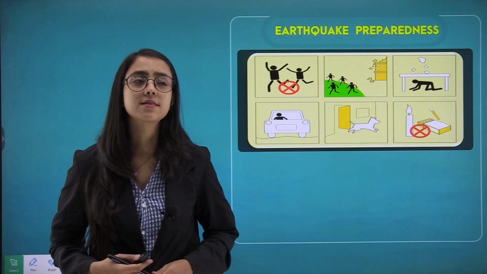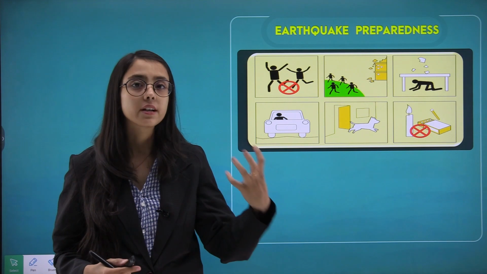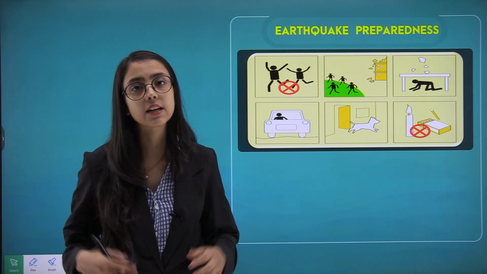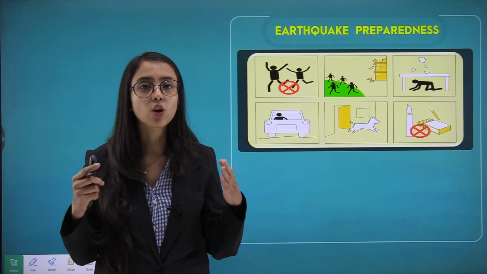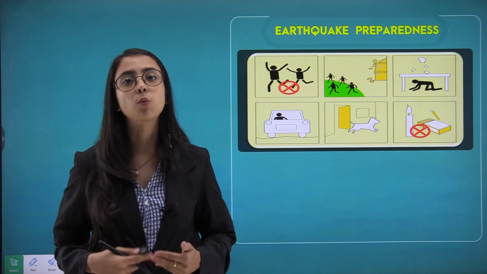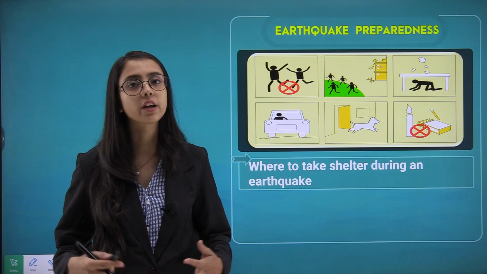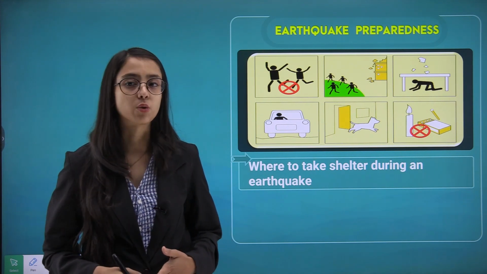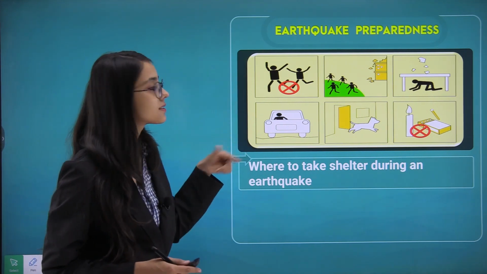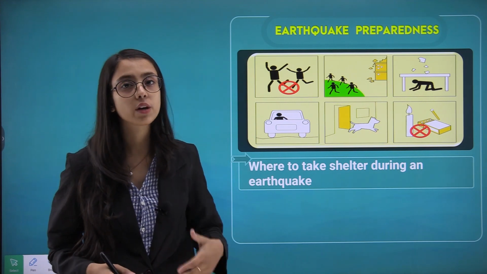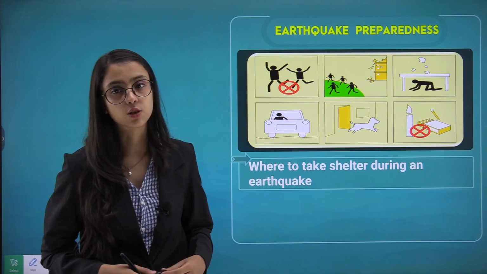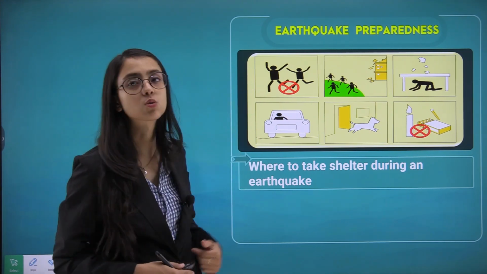Now, the question is that since we cannot actually predict these earthquakes, how can we save ourselves from them? So, we can always prepare well in advance for the earthquakes. Here are some measures for how we can prepare ourselves for earthquakes. You see all these symbols, they tell us what not to do and what to do during an earthquake. For example, you should not go out.